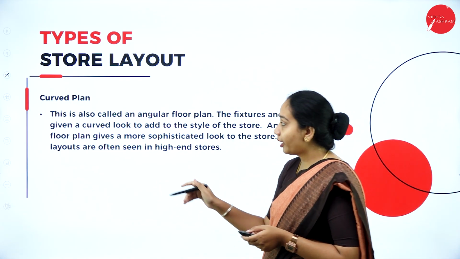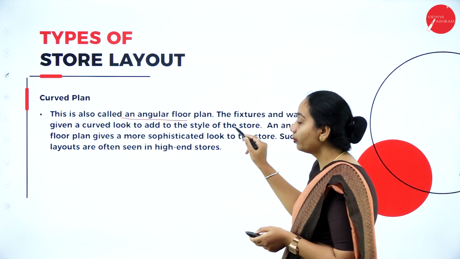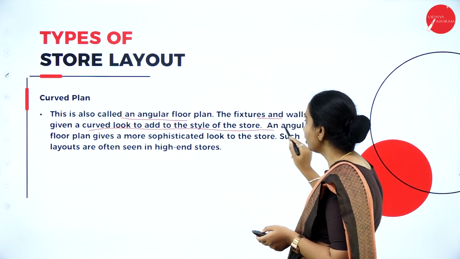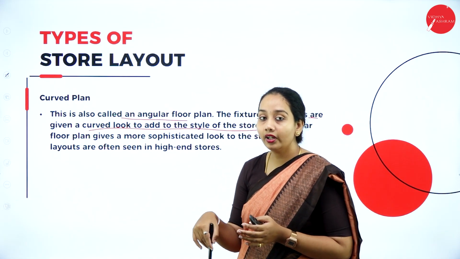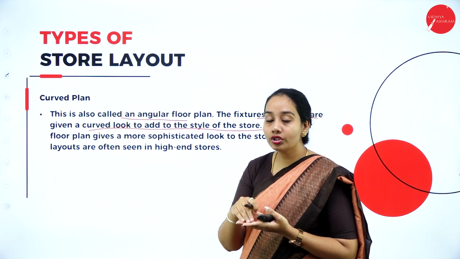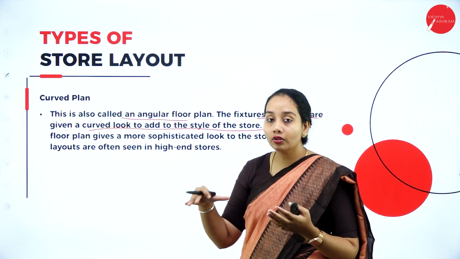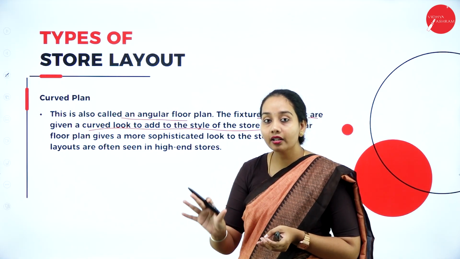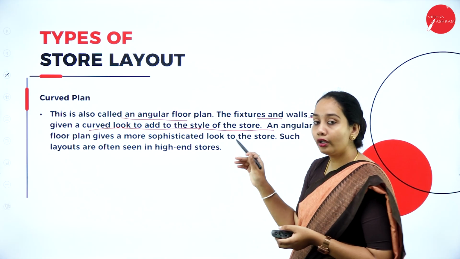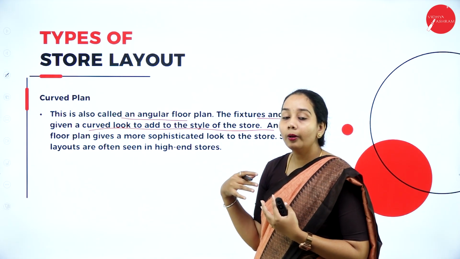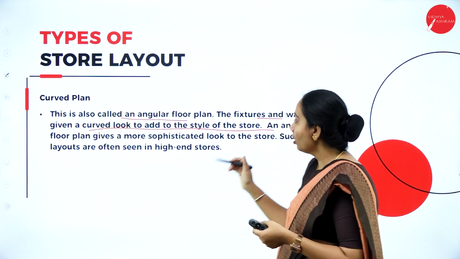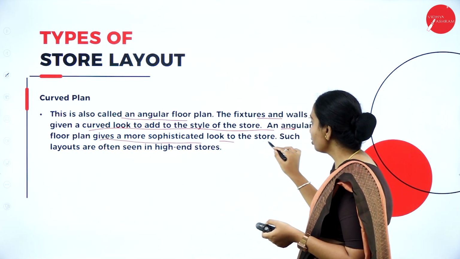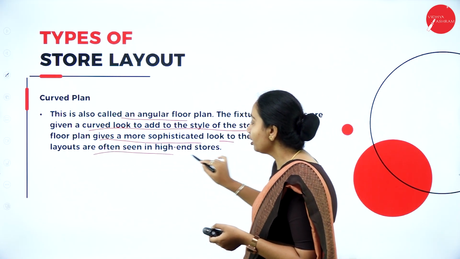Next, about a curved plan. This is also called an angular floor plan. The fixtures and walls are given a curved look to give style to the stores. The overall layout, where the fixtures, racks and interiors of the layout are in an angular shape, gives a kind of style or vibe inside the store location. An angular floor plan gives a sophisticated look to the store, and such layouts are often seen in high-end stores.